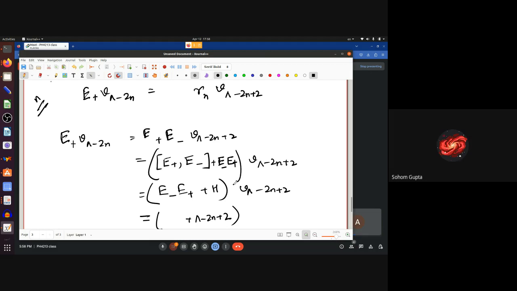So Rn plus 1 V lambda minus... No, 2. It's Rn or Rn plus 1, or Rn plus Rn. Is it Rn or Rn plus 1 or something else? So when E plus acts on V lambda minus 2n, you get Rn minus 1.